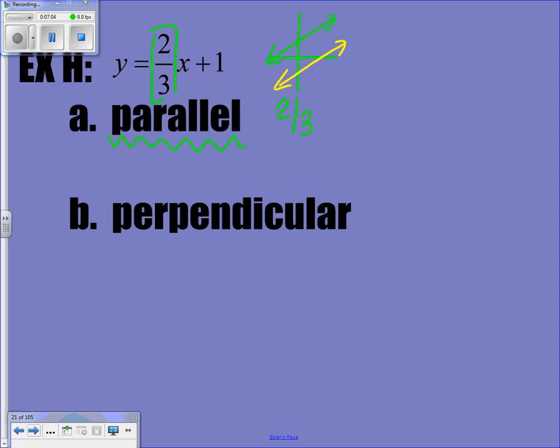Perpendicular lines, on the other hand, are going to be the opposite reciprocal. So first of all, the opposite of positive 2/3 is negative, and the reciprocal means I need to flip it. So that makes my slope a -3/2, because that means a perpendicular would be like this dotted line through here. So you'd have to flip it and make it the opposite sign.